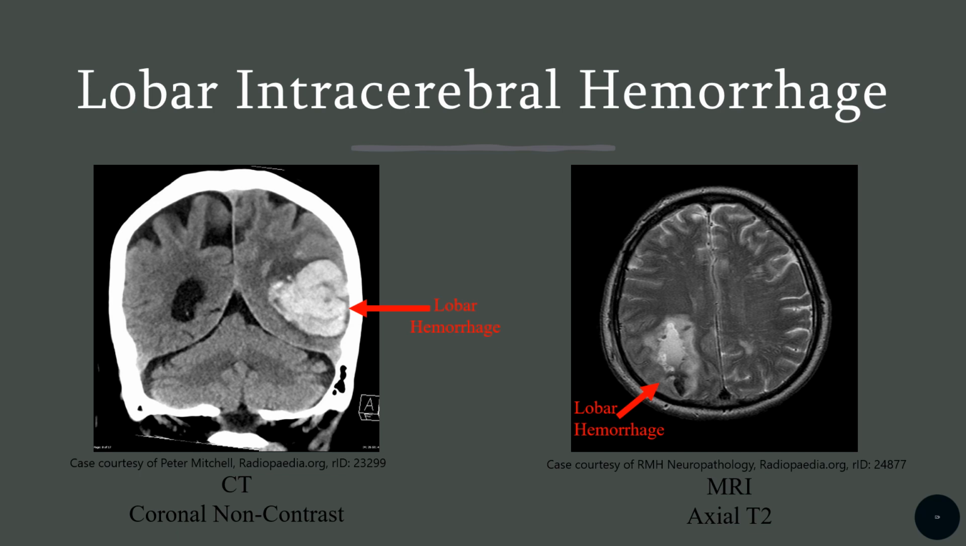Now for imaging, CT is the first modality that will be used for evaluating suspected lobar hemorrhage. For CT, a non-contrasted exam will be performed to help visualize and demonstrate if there are any hyperdense collections of blood within the lobes of the brain. This is visualized to the left with our CT image demonstrating the lobar hemorrhage.